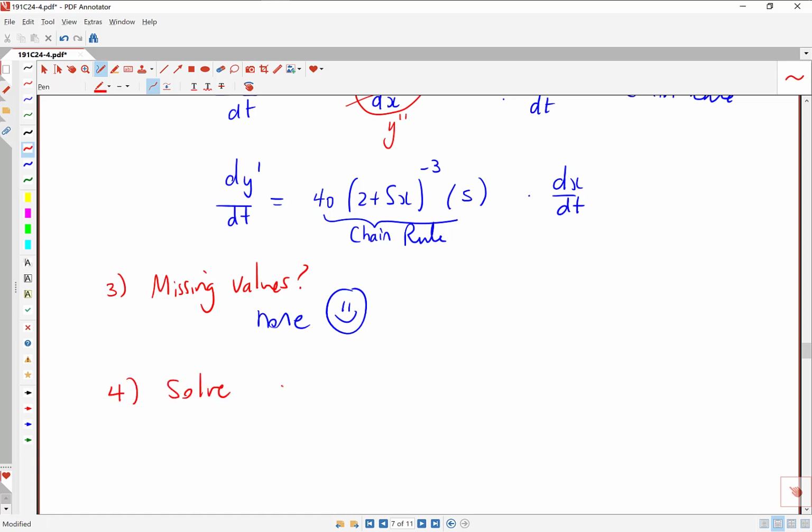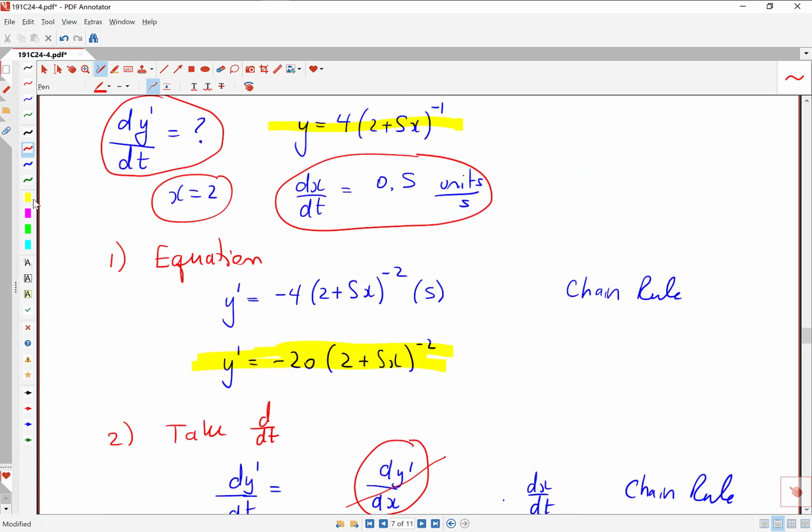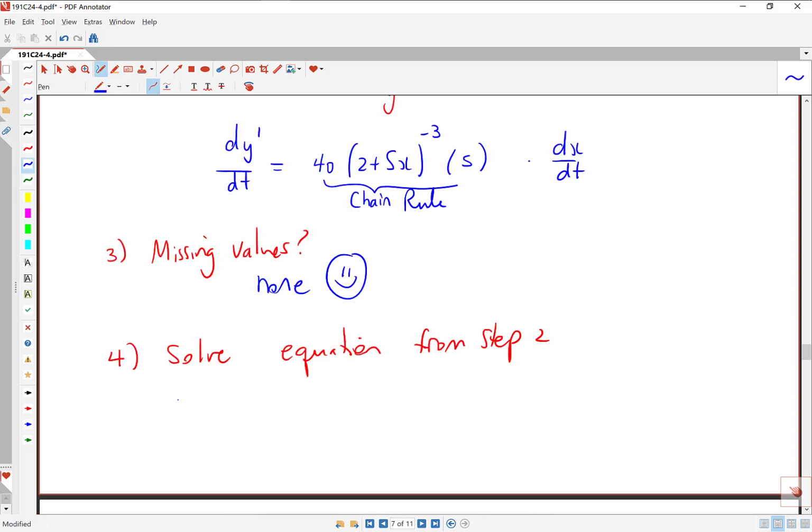And specifically, you're solving the equation from step 2. So I'm just going to scroll up one more time to refresh my memory on the actual values. So x was 2, and dx by dt was positive 0.5. So here we go. dy prime by dt is equal to 40 times, we're subbing in x equal 2 into this equation here. So that's going to give us 12 to the -3. Okay, so 40 times 12 to the -3 times 5 times 0.5.